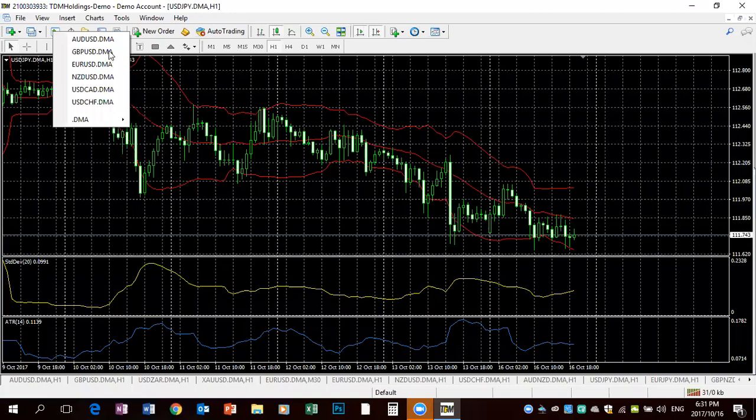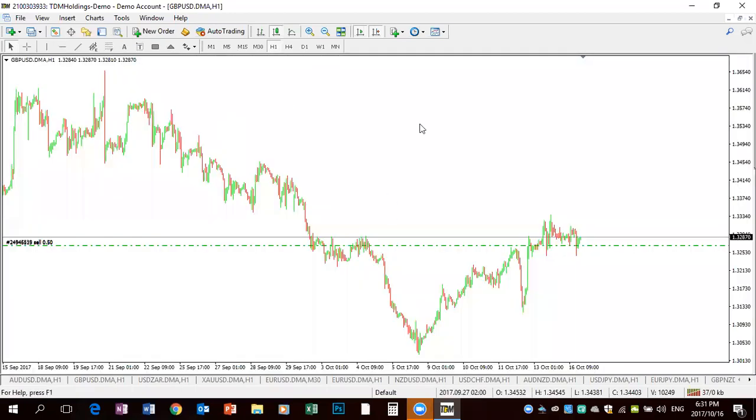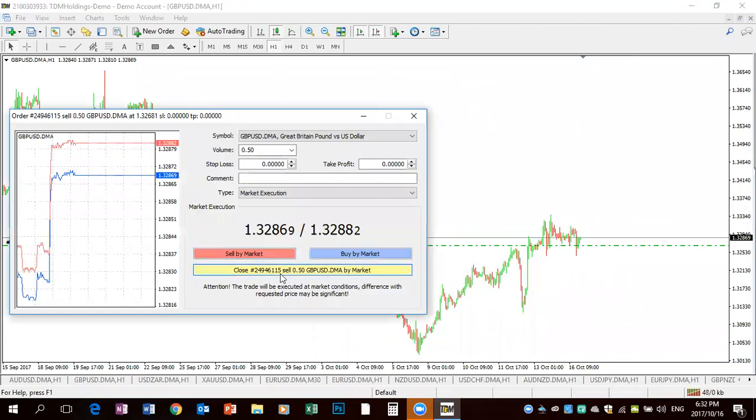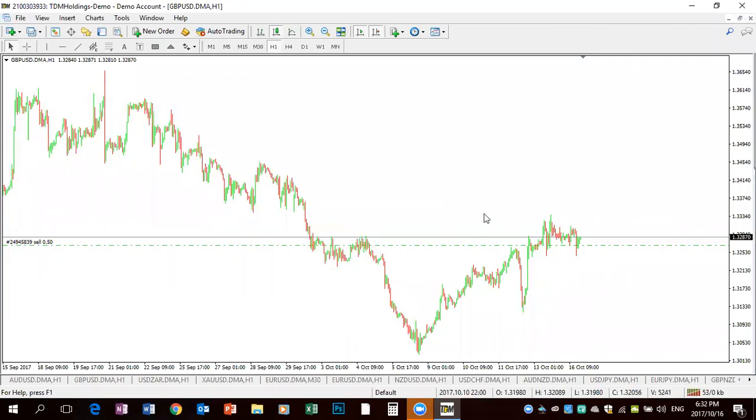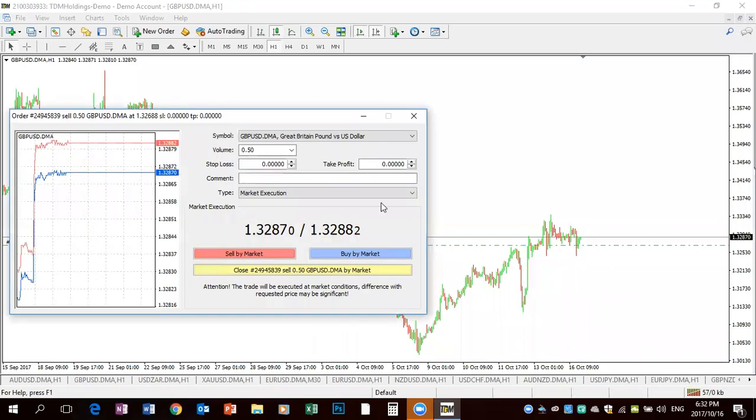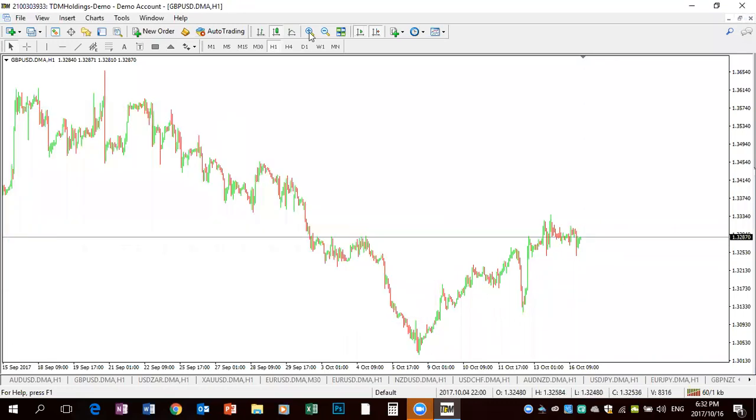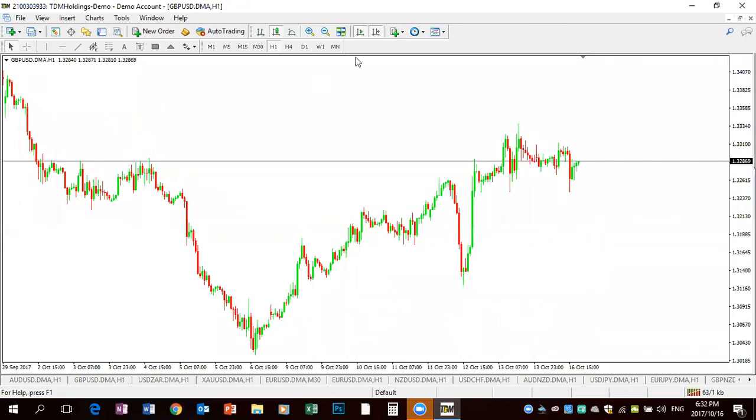Now let's open GBP USD. Say File, New Chart, GBP USD. Okay, we have now opened a new chart.